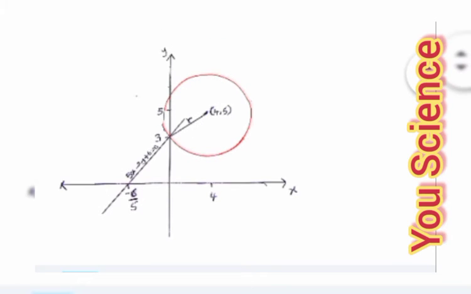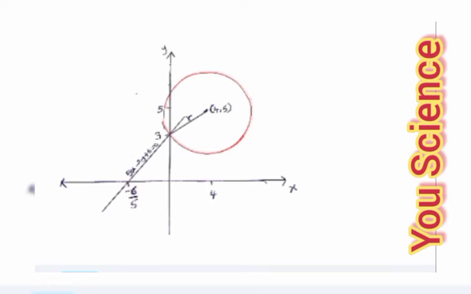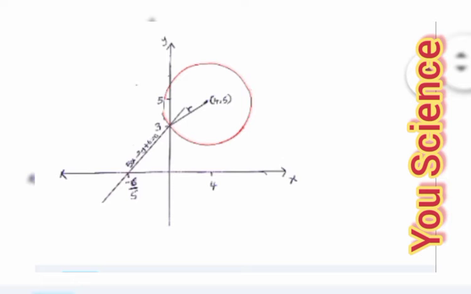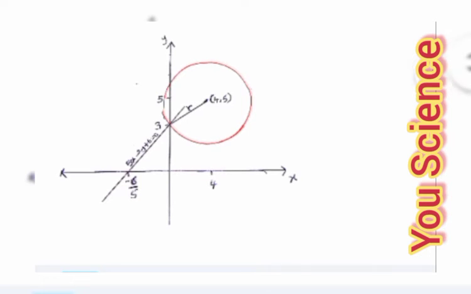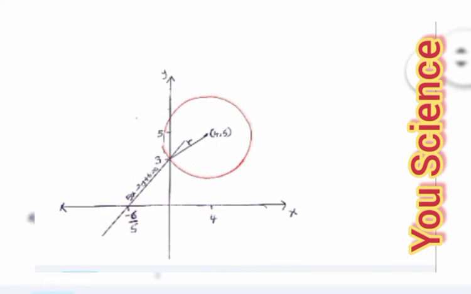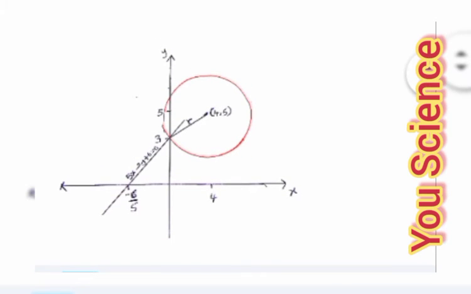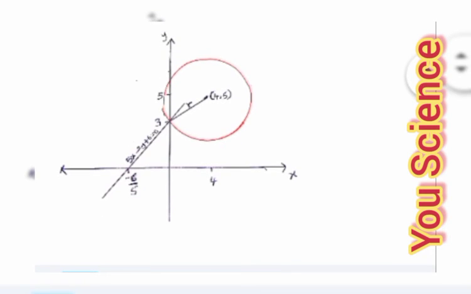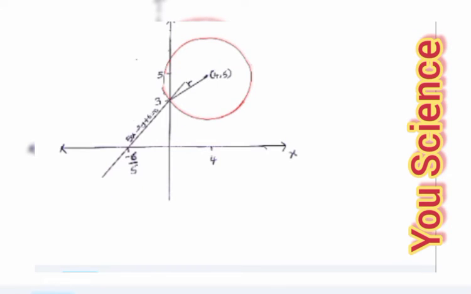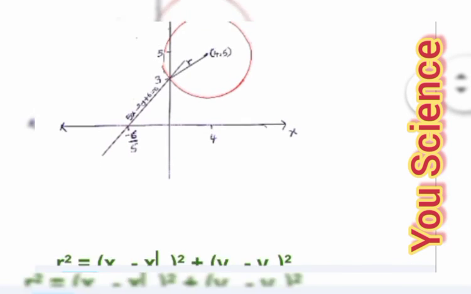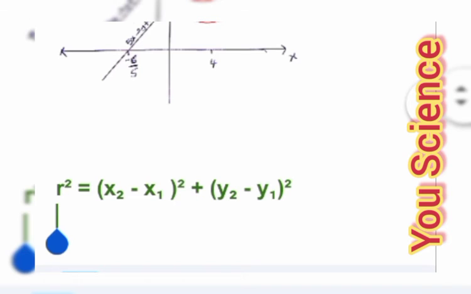So what you now do is to draw a straight line between the center, which has coordinate (4, 5), and the point of intersection of the circle and the straight line on the y-axis, which is at point 3. Remember that the coordinate of that point is (0, 3). The point where both the circle and the straight line touch the y-axis is (0, 3). So we have to look for the radius. The radius is the distance between the two points.